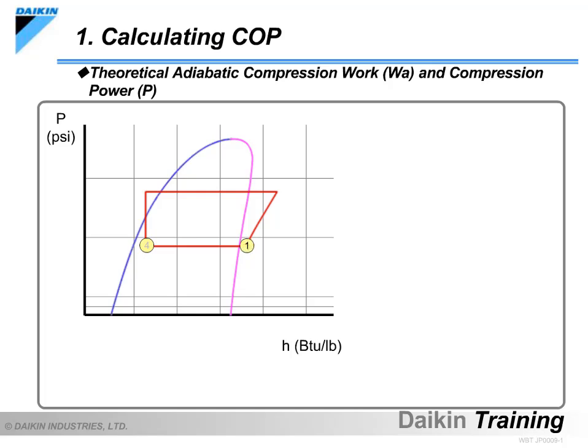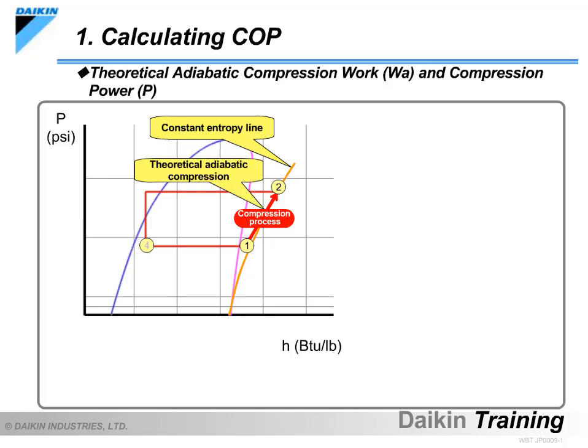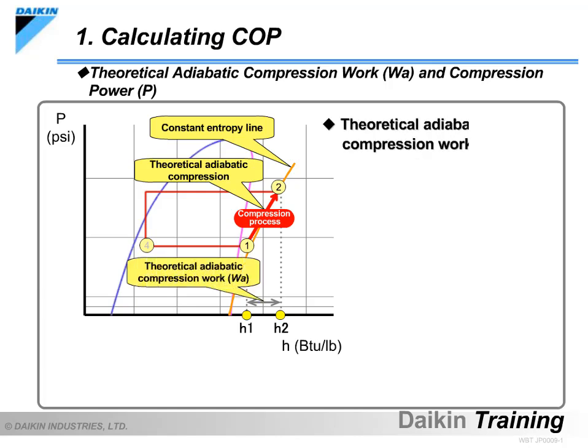The compression process in the theoretical refrigeration cycle is represented by changes on the constant entropy line from 1 to 2 and is referred to as the theoretical adiabatic compression. The change in specific enthalpy, H2 minus H1, is referred to as the theoretical adiabatic compression work and represents the work required to compress 1 pound of refrigerant in this process.